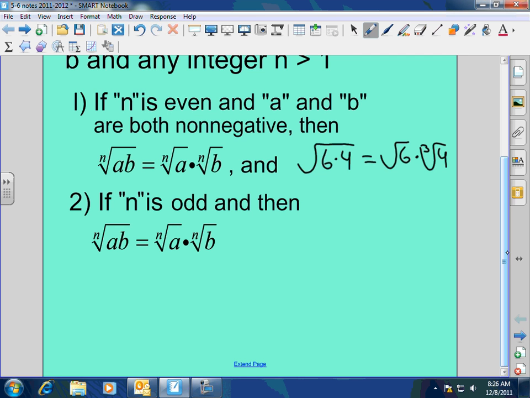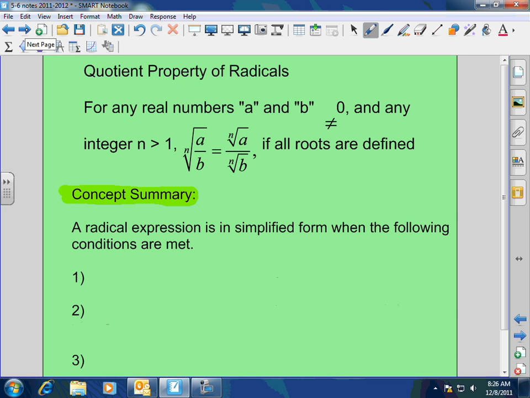Now it works the same way for odd. If I have the cube root of, let's say, 5 times 8, that breaks up into the cube root of 5 times the cube root of 8. And then from there, you can go ahead and simplify as needed. And again, this is a square root up here. Okay? So let's continue. The quotient property of radicals is about the same thing.